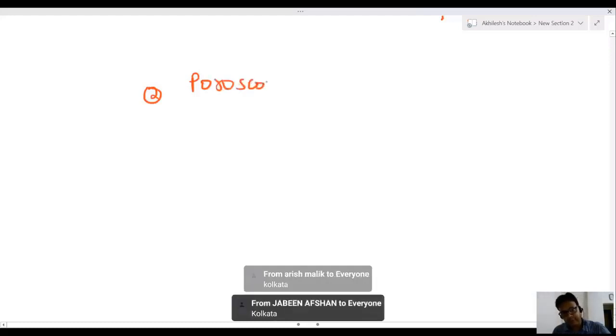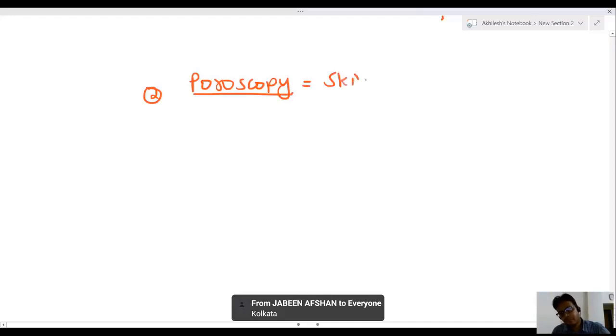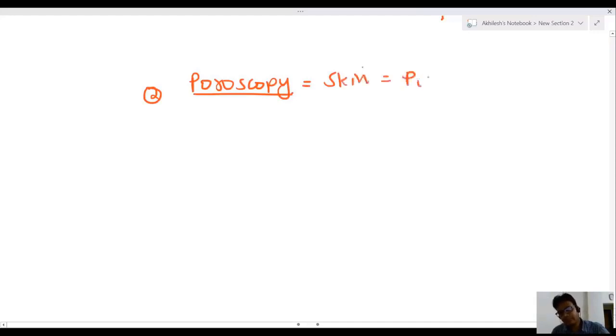Sir, the second method of identification is poroscopy. Your skin contains pores, and this was discovered by Locard. I have already told you this was discovered by Edmond Locard. This branch is known as poroscopy.